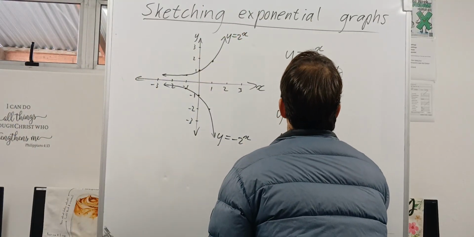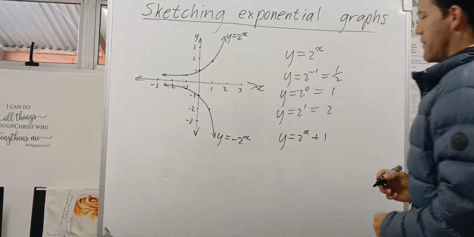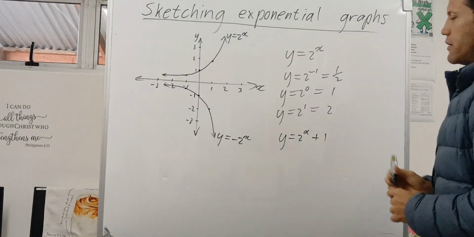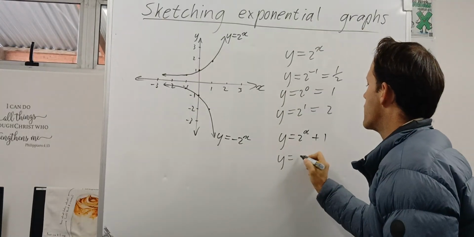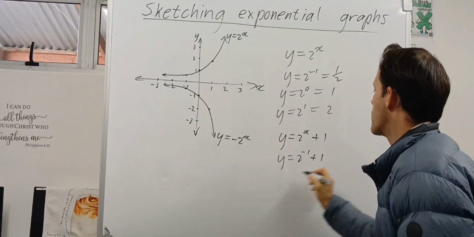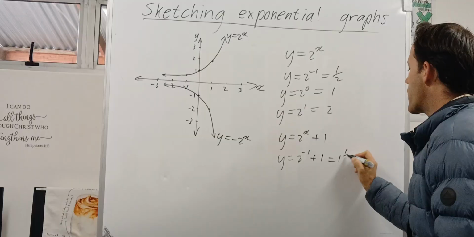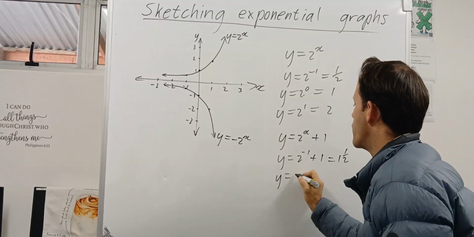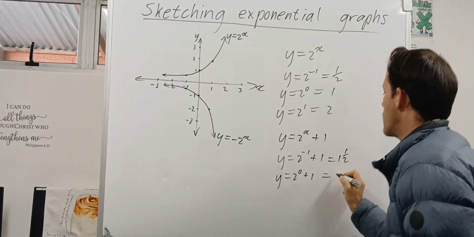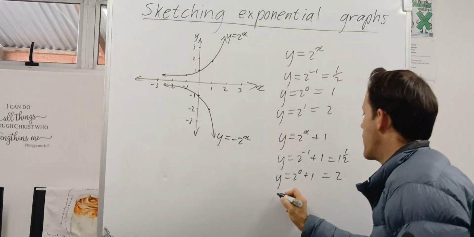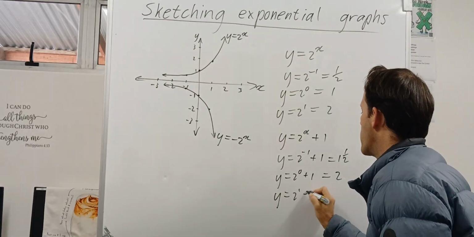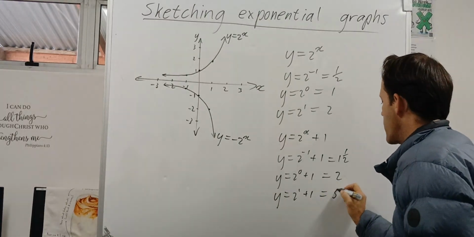Let's say we say y equals 2 to the power x plus 1. Okay? Now if you put in negative 1, you're going to get a half plus 1, which is 1 and a half. When you put in 0 now, you get 1 plus 1, which is 2. And now when you put in 1, you get 2 plus 1, which is 3.